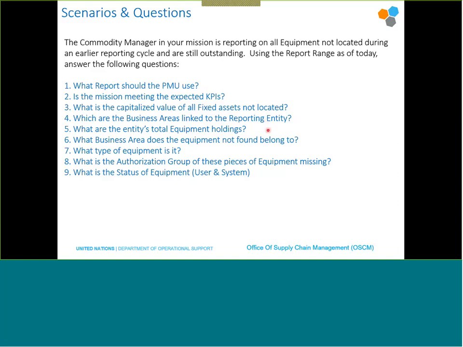Which are the business areas? What are the entities' total equipment holdings? Which business area does the equipment not found belong to? Okay, what type of equipment is it? What is the authorization group? And what is the status, user and system status?